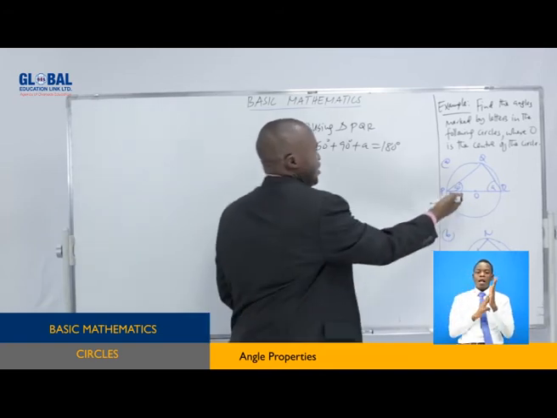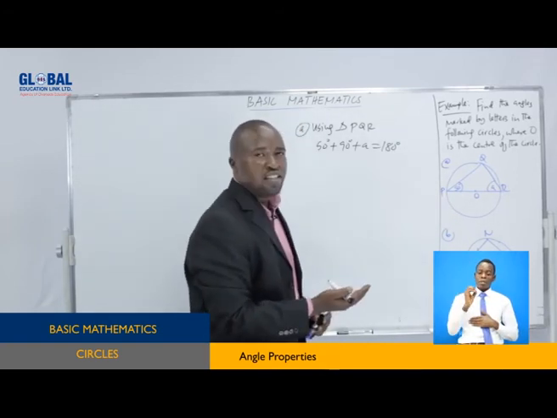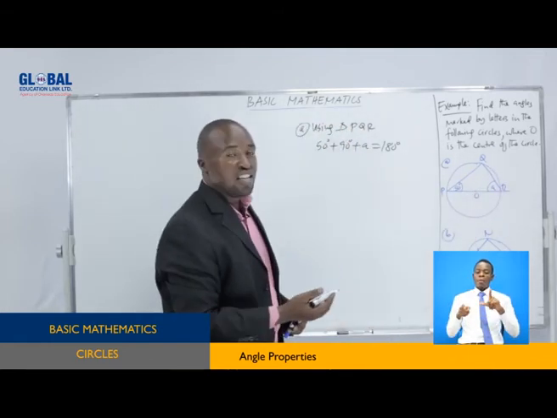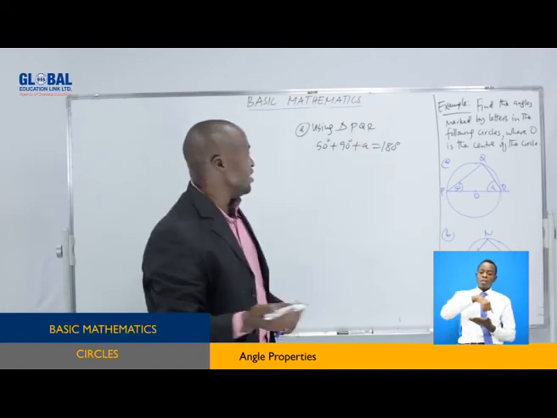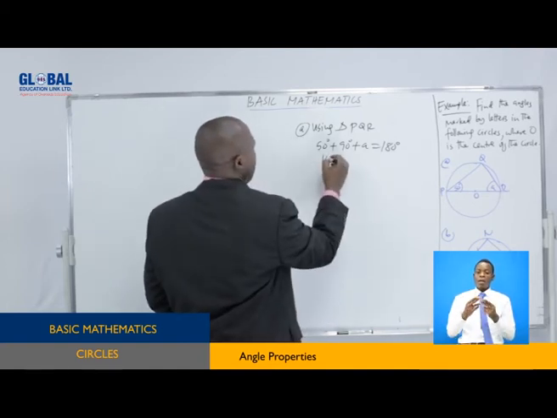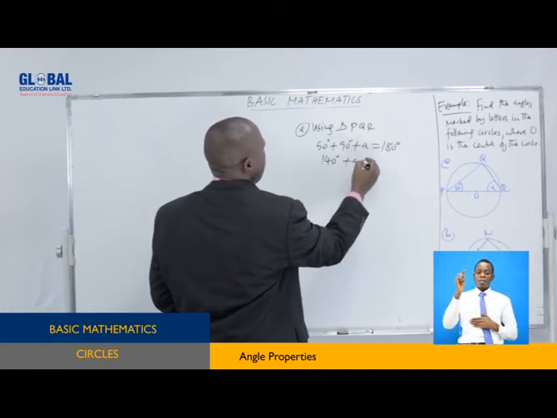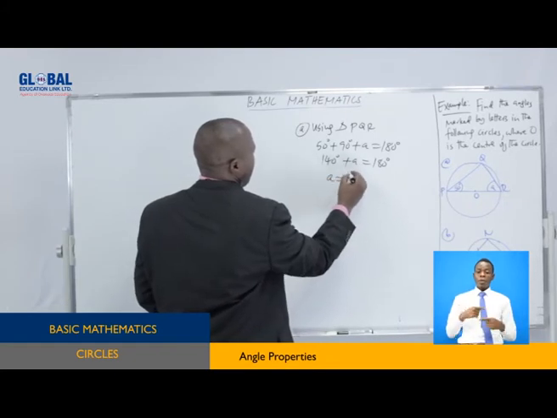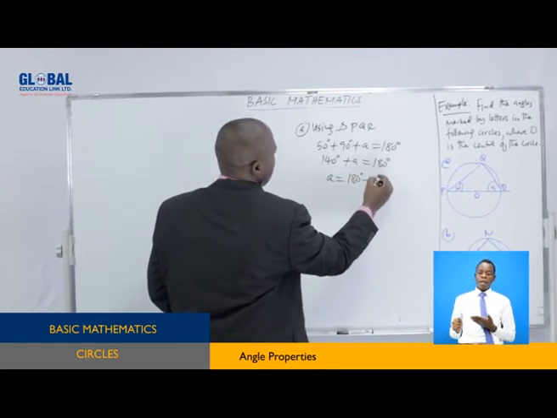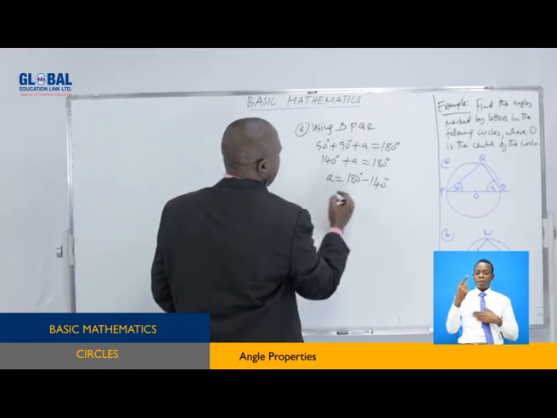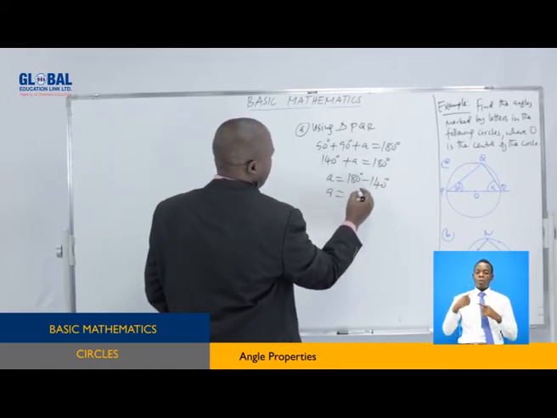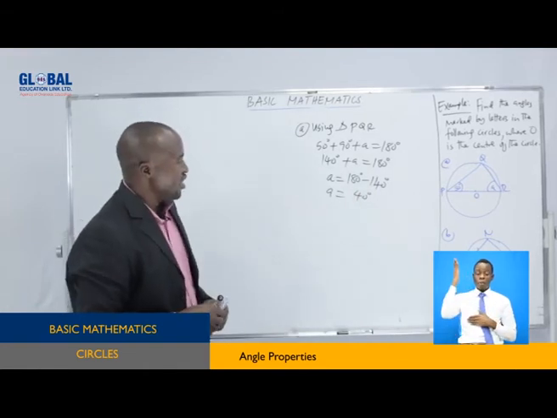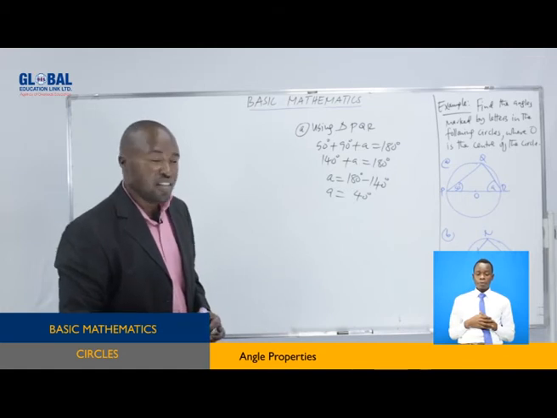Now 50 is this angle, 90 is the angle formed in the semicircle, that is PQR, then plus angle A is equal to 180 degrees. So here we have 140 degrees, then plus A is equal to 180 degrees. So to find A, you take 180 degrees minus 140 degrees. So A is equal to 40 degrees. Now A is ready. Let us proceed with B.